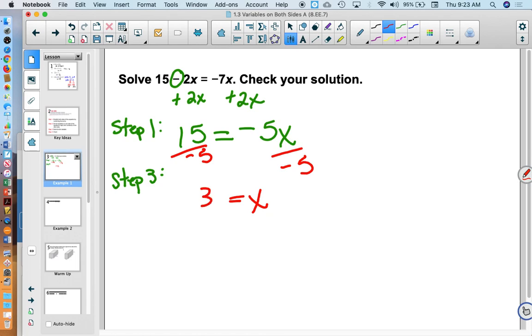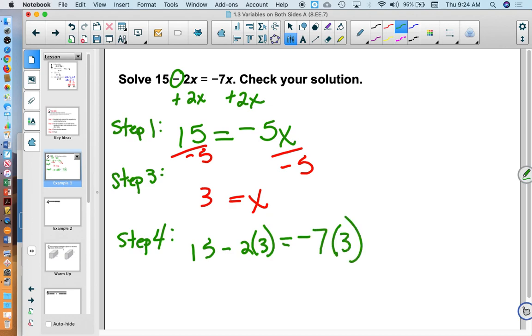Okay. Now, I've done step one. I didn't have to do step two. I did have to do step three. What's step four tell you that you have to do? Check. So to check, I substitute the 3 for the x in the original equation. 15 minus 2 times 3 equals -7 times 3. Well, -7 times 3 is what? -21, good.